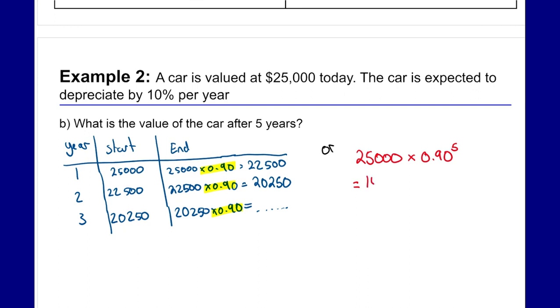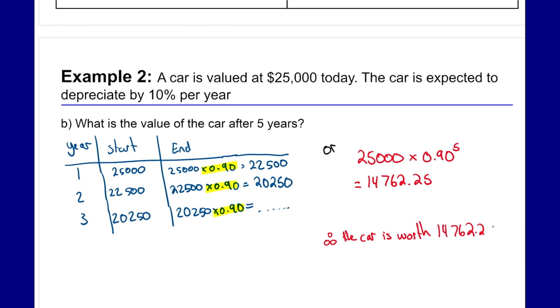We get a value of 14,762.25. So therefore, the car is worth 14,762.25 after 5 years. Right. So you can use the table if you want, but again, it just becomes tedious in a lot of calculations.